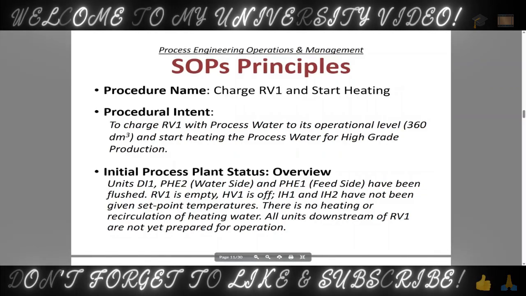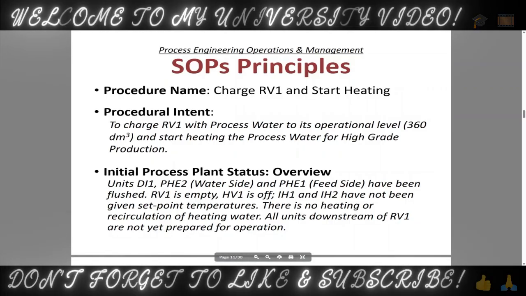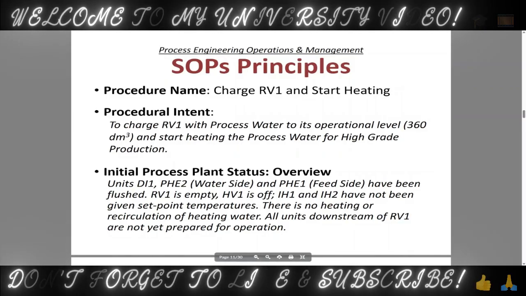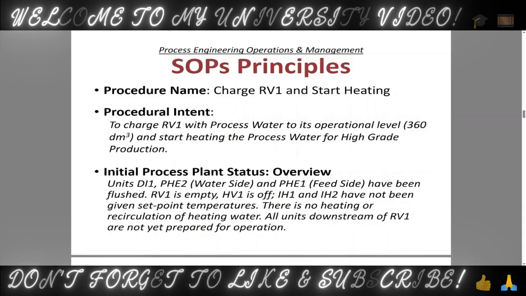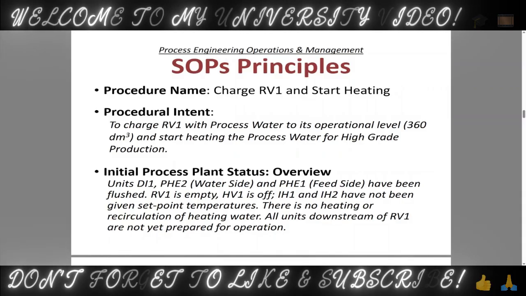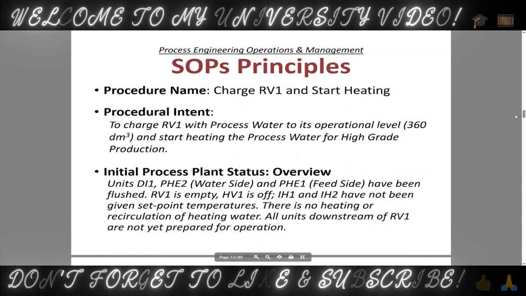Units DI1, PHE2 as water side, and PHE1 as the feed side have been flushed. RV1 is empty, HV1 is off, IH1 and IH2 have not been given setpoint temperatures. Also, there's no heating or recirculation of heating water. All units downstream of RV1 are not yet prepared for operation. Just a brief description that you have to read in order and sequence before you start working on other things you'll be investigating. Anyway, next slide.